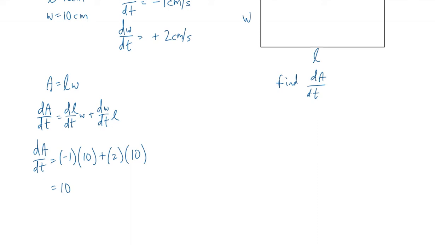And so it's positive. Could it be that the area was decreasing? It's possible. If the rates were different, then it's certainly possible. And so we don't just take it for granted that it's definitely increasing. It could be decreasing. So this is something that we have to interpret. Therefore, the area is decreasing by 10 centimeters squared per second.